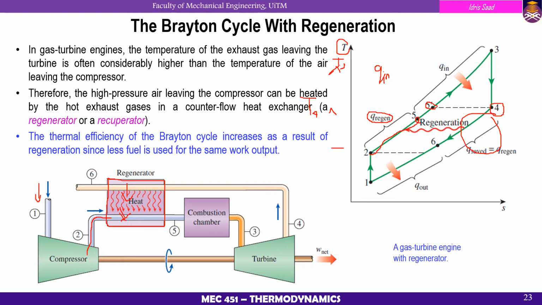Okay, so now the hot air goes into the combustion chamber. Then this is our Q in, where we put fuel here. And then a similar process goes out. So we can recover the heat. In this case, we can reduce the usage of fuel to increase the heat for the system. Thus, the thermal efficiency of the Brayton cycle will increase as a result of the regeneration, since less fuel is used for the same work output.